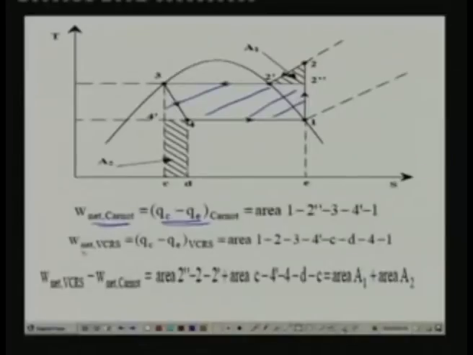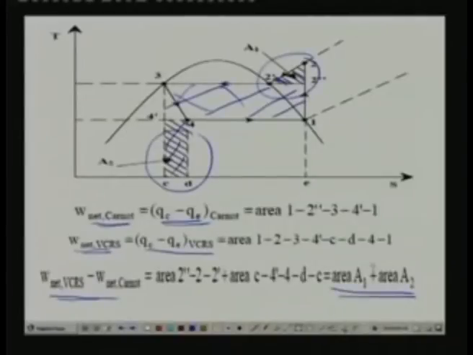Whereas the net work input of a vapor compression refrigerant cycle is nothing but QC minus QE of the vapor compression refrigerant cycle, that is nothing but this area, that means area 1, 2, 3, 4'CD4. That means this area plus this area plus this area. So you find that the difference between the net work input of the standard cycle and the Carnot cycle is nothing but the rectangular area 1 2' 3 4' plus the superheat horn area A1 plus the throttling area A2. That means the difference is nothing but area A1 plus area A2, this area and this area.